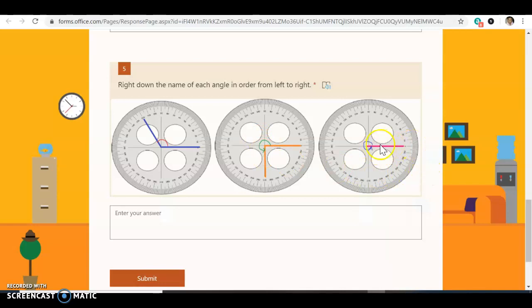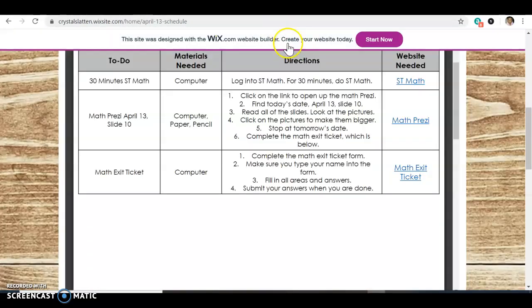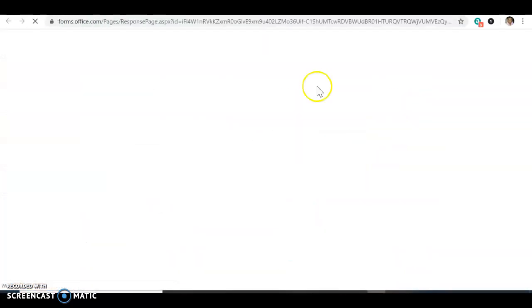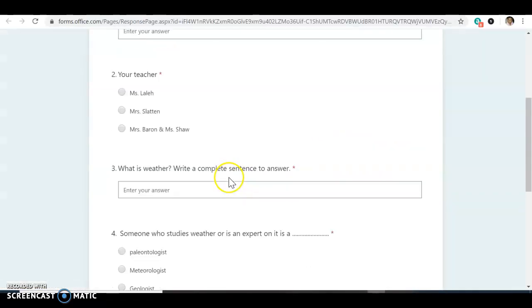This one is a full angle. It's 360 degrees, full circle. That was it. You would submit it. I'm just going to go quickly over your science exit ticket. You did a better job on the science exit ticket. Good job.